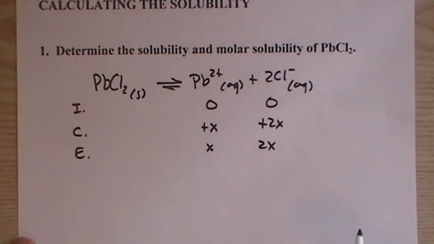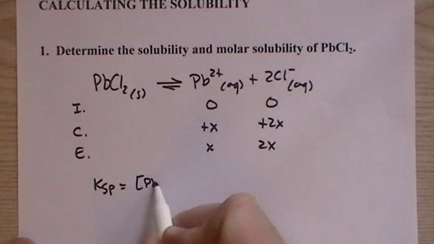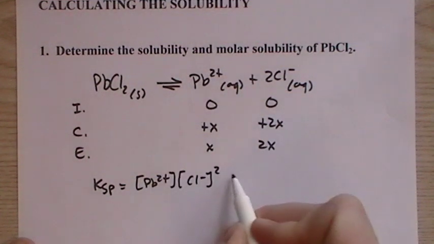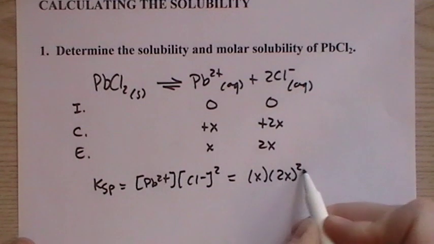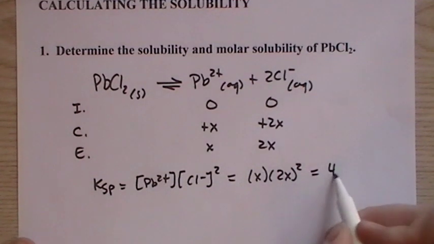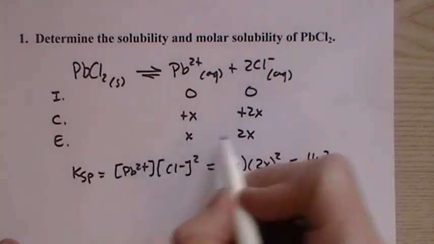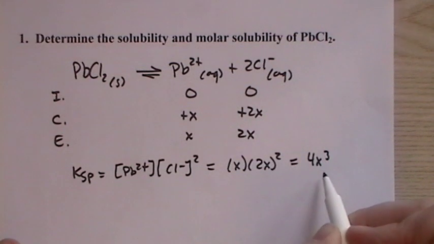And then we have our KSP expression, which is lead and chloride squared. So we have x and 2x squared, and this becomes 4x to the third. And we should get used to seeing that. Anytime we have a 1 to 2 ratio here of unknowns, we'll end up with 4x cubed.